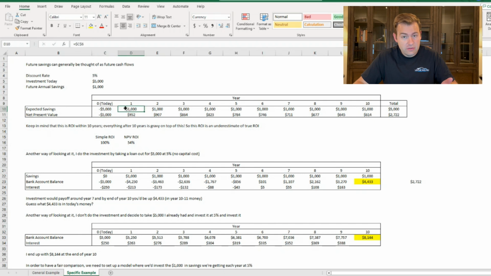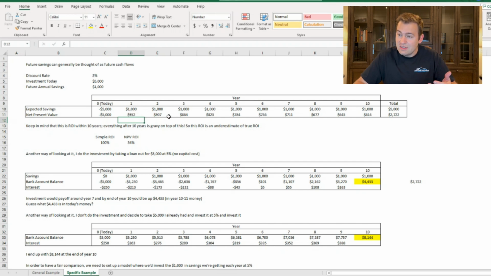And then you get $1,000 in year one, and that gets discounted. We're using the same formula for discounting we did before. So you'll see here we've got the $1,000 divided by 1 plus our 0.05 for a discount rate to the first power. And so that $1,000 is worth $952.